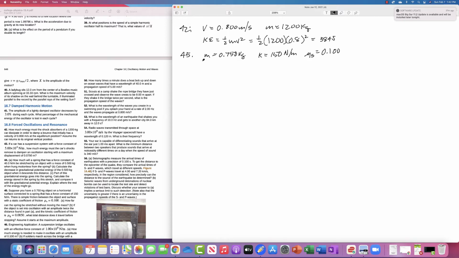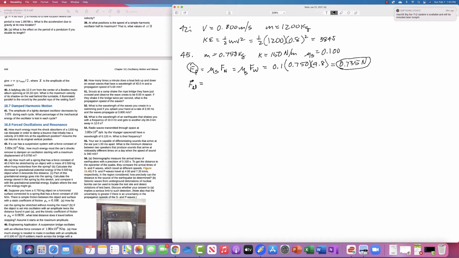So first of all, we have to calculate the friction force here. And we know that the friction force is equal to the static coefficient times the normal force, which in this case, because it's horizontal, is going to equal its weight. And so that's going to equal 0.1 times the mass, which is 0.750, times 9.8. And so the friction force here is going to equal 0.735 newtons.